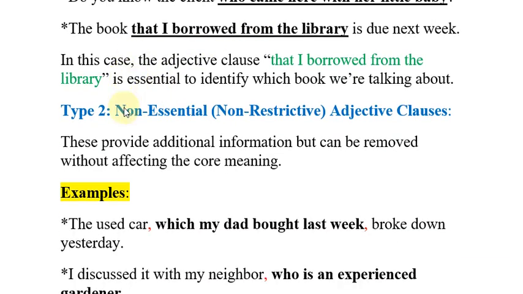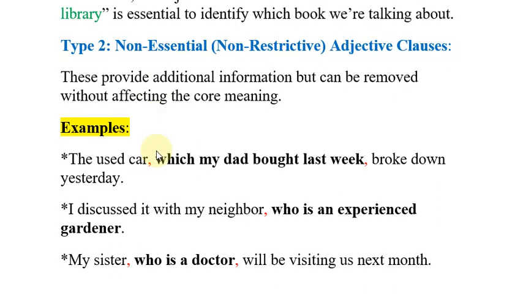That was type 1. Type 2 is non-essential or non-restrictive adjective clause. Well, the name is quite clear. It means keeping that adjective clause is not essential, and it does not restrict the meaning. Actually, they provide extra information, additional information, more data.